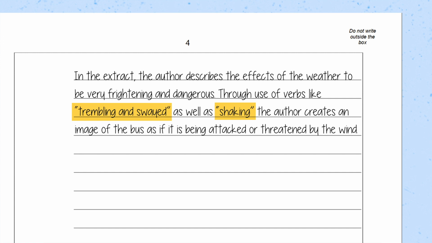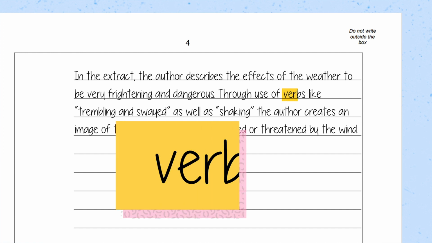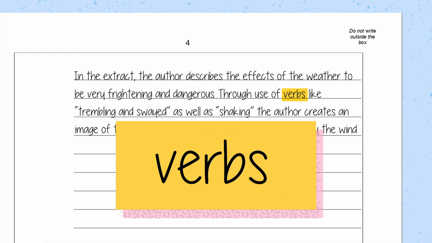It's very important to give good short micro quotes like we have here. One word will do just fine, but being able to supply multiple quotes or even just multiple single word choices helps show a range of evidence. However, notice we didn't say that the author has used words like trembling and swayed. We stated that the author used verbs like trembling and swayed.